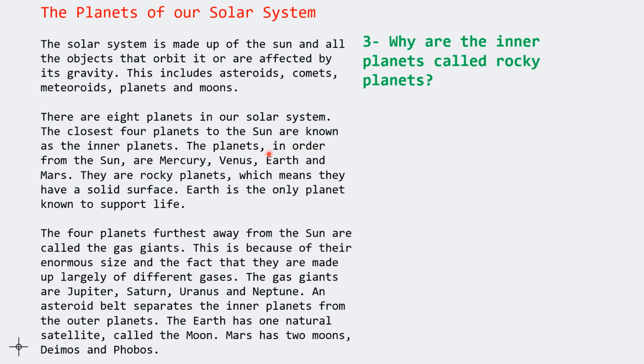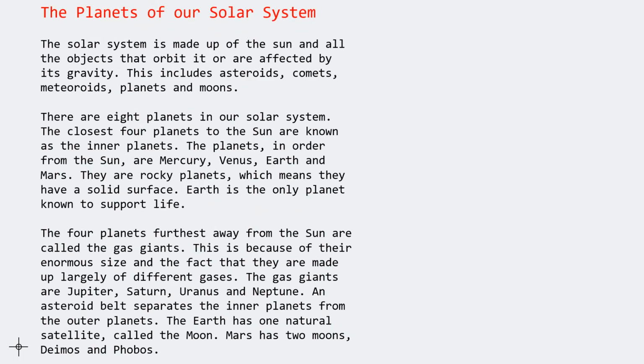The planets in order. Here are the names of the planets. We keep on reading. They are rocky planets. Yes, they are called rocky planets. But why? Which means they have a solid surface. So they are called the rocky planets because they have a solid surface. And here is our answer for question 3.